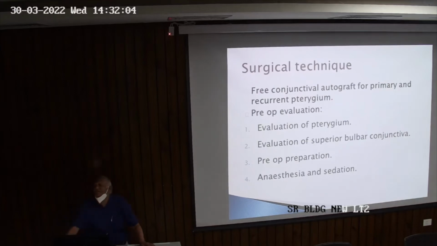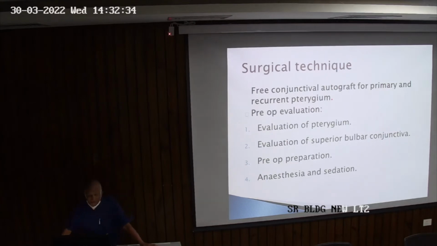Coming to the surgery part of this one, there are so many types of surgery. Before that, we were doing simple excision. Simple excision means just lift that head and neck part, excise at the limbus and leave as such. These cases will recur, mostly, because we have not implanted anything there. That is the recurrence part.